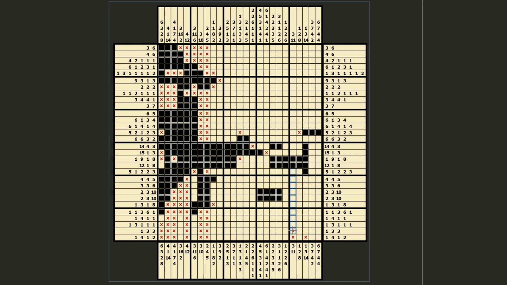Ah, nothing here. I believe this has to be the 2, because the 6 can't extend up to there. Yeah, this is a 2. So this is a 1, and this is the 6. Yeah, that makes sense. There's no space for the 3 there, which means there's no space for the 6 there.